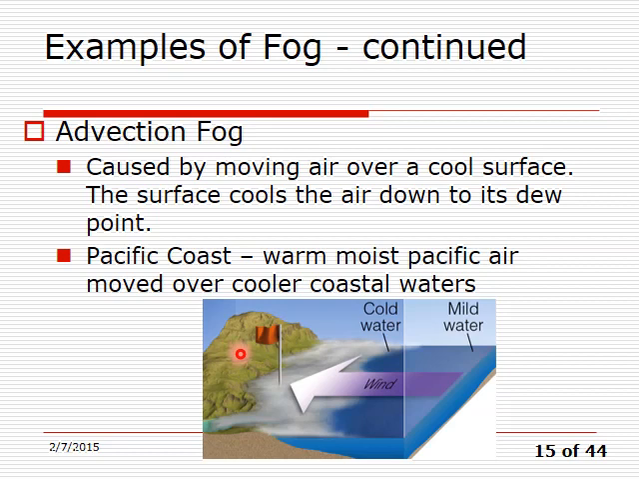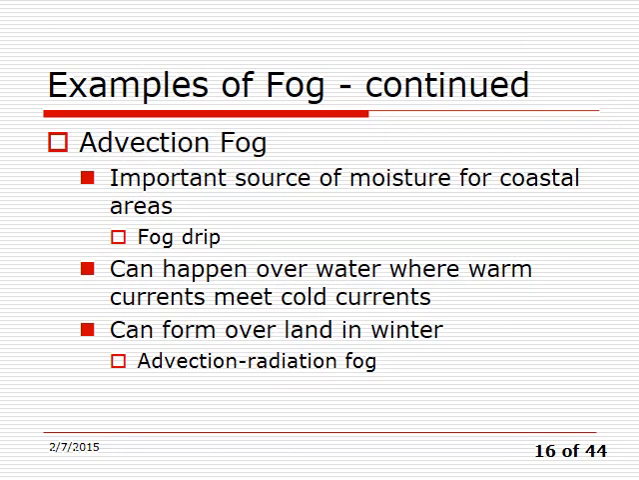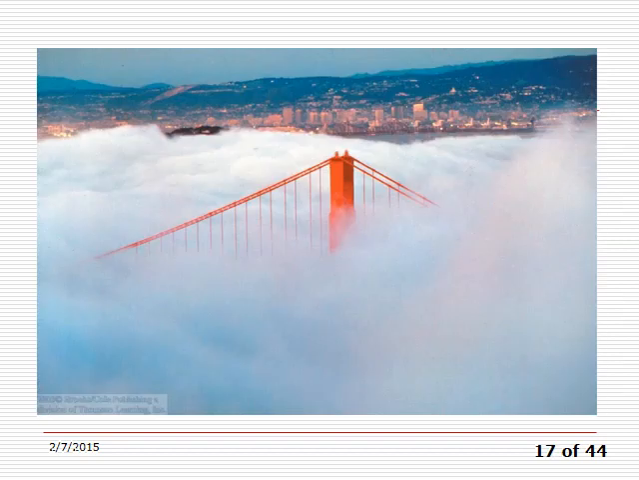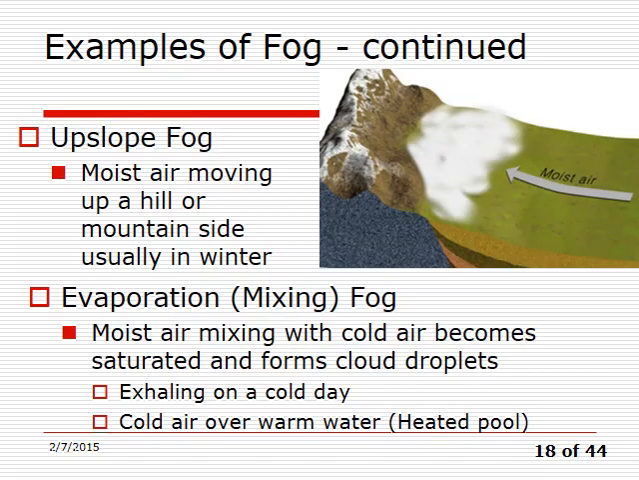These can also occur over water, where you have cold water currents meeting warm water currents. And at least in the Pacific Northwest, what is referred to as fog drip can be a very important moisture source for the plants. Here is an advection fog, classic San Francisco bridge. The fog's rolling in. You can see it around the bridge. You can't see it over here in the city so far.